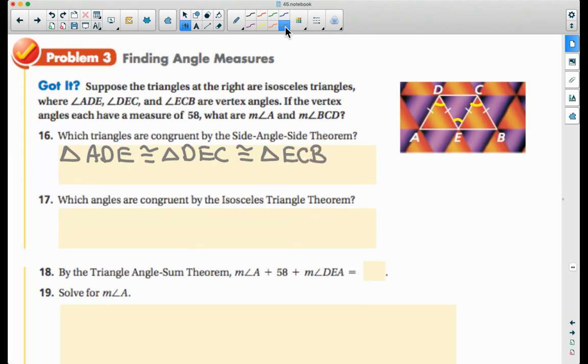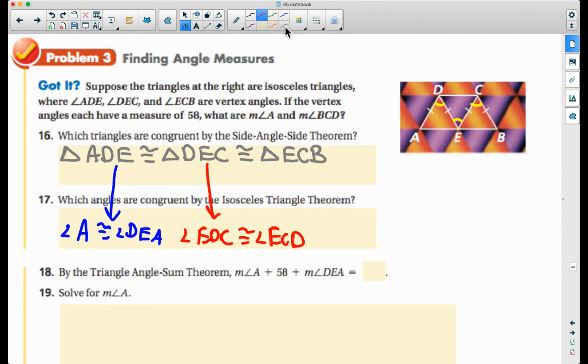Which angles are congruent by that isosceles triangle theorem? Well, in this triangle, it's going to be angle A congruent to angle DEA. In this triangle, it's going to be angle EDC congruent to angle ECD. And in this triangle, it's going to be angle CEB congruent to angle B.